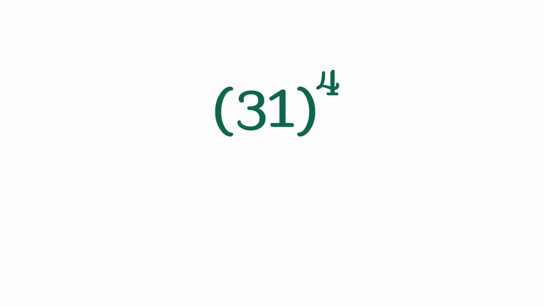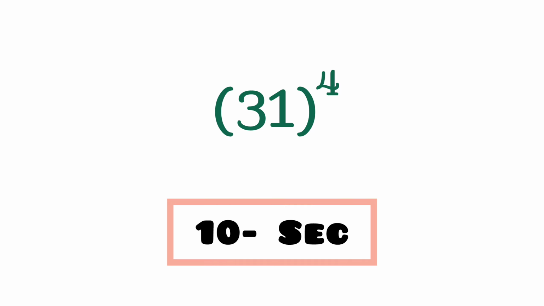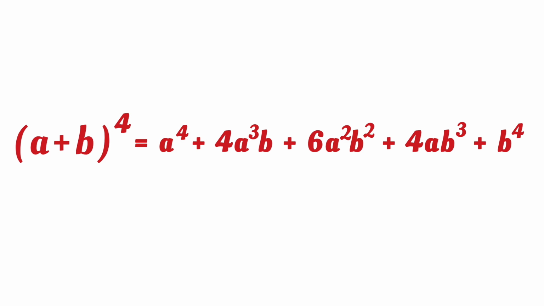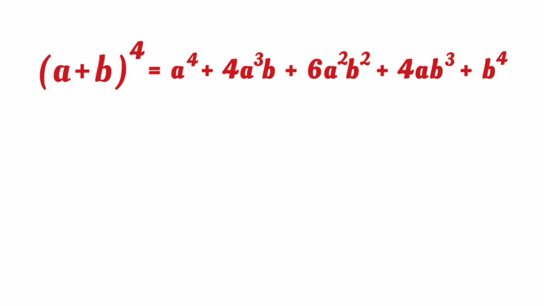Calculating for power of 4 seems long and tedious, but after today you can solve it in less than 10 seconds. It requires only one formula to remember: (a plus b) raised to the power 4 equals a raised to the power 4 plus 4a cube b plus 6a square b square plus 4ab cube plus b raised to the power 4. Let's see how to use this.